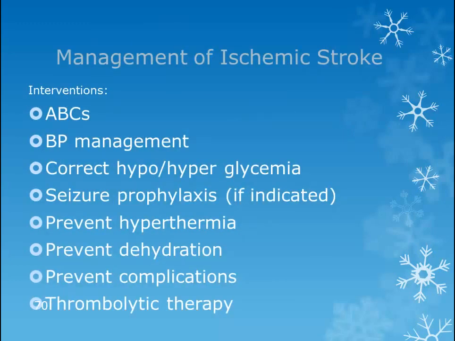Management of ischemic stroke. Interventions: ABCs, airway, breathing, circulation. Blood pressure management is critical to prevent further bleeding. Correct hypo- or hyperglycemia. Seizure prophylaxis, if indicated. Prevent hypothermia, another complication of ischemic stroke. Prevent dehydration. Prevent other complications that might occur as a result of thrombolytic therapy.